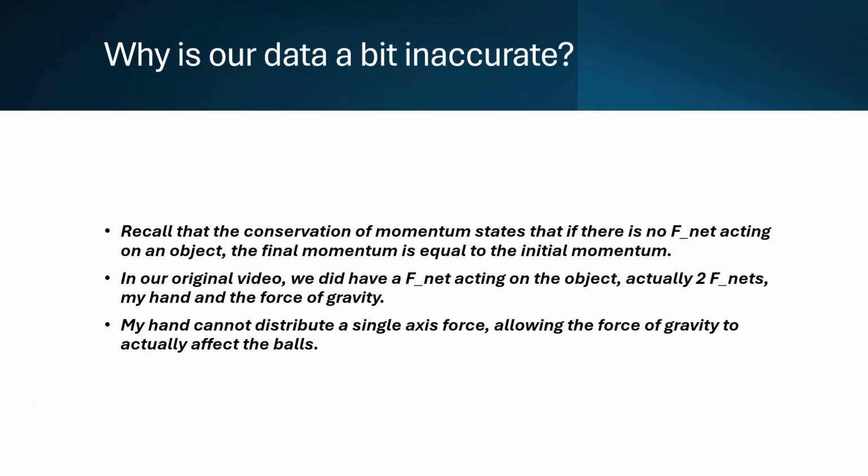Now, why is our data a bit inaccurate? Recall that conservation of momentum states that if there's no net force acting on an object, the final momentum is equal to the initial momentum. But in our original video, we did have two net forces acting on the objects, my hand and the force of gravity. My hand cannot distribute a single-axis force, allowing the force of gravity to actually affect the ball's velocity and speed in that direction.